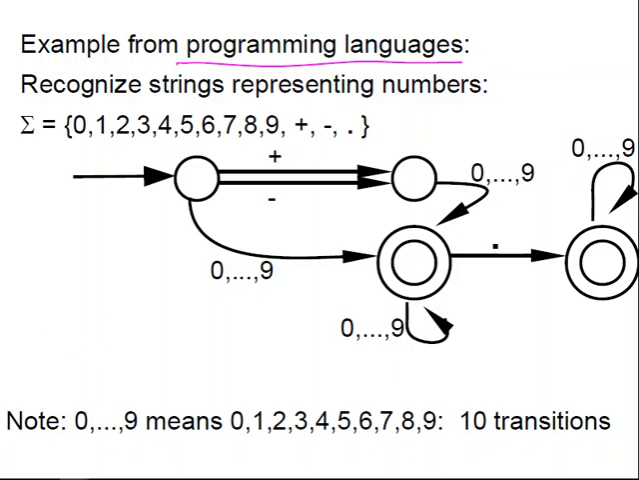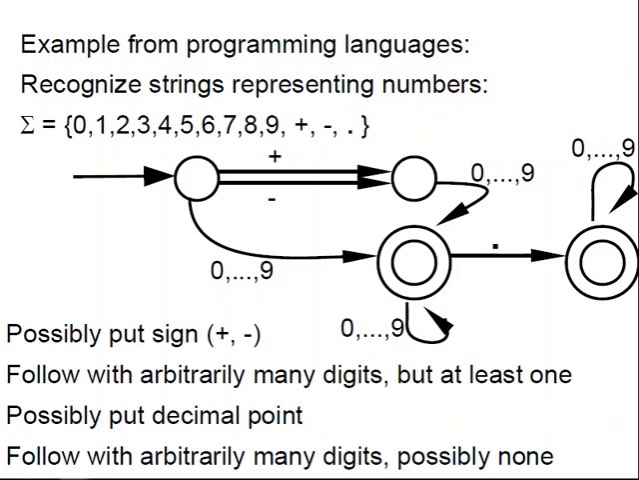So this is such a DFA, and it could very well be a DFA that's used in a modern programming language. Remember that we use the convention that we can write multiple labels on one arrow. So I'm going to write here 0-9 to mean that you have any of the 10 transitions corresponding to the digits. So how does this thing work?